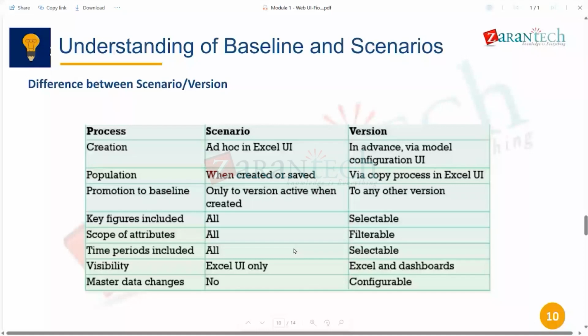Like for example, key figures included. This is one of the process, which is in a selectable version. It cannot be available across the board. Or scope of attributes. Okay, so this can be at a filterable level. You can just filter the attributes, and you cannot select all the attributes together. Is not the scenario.